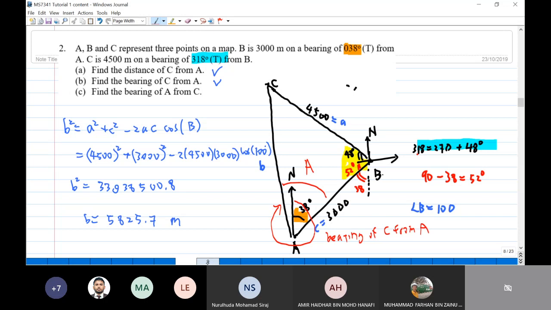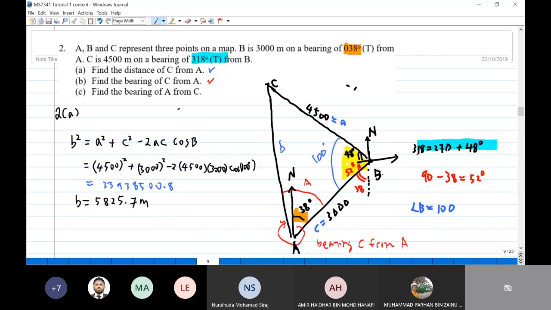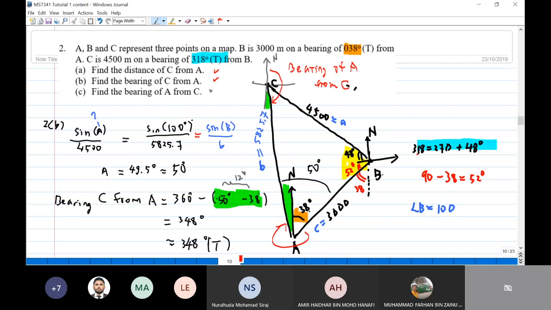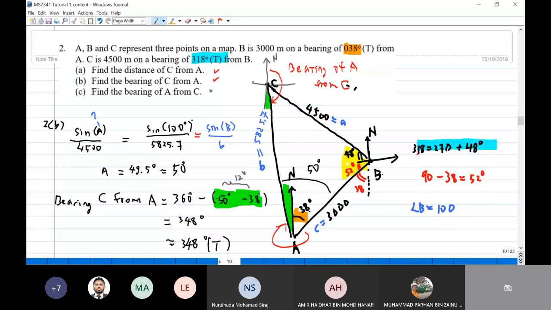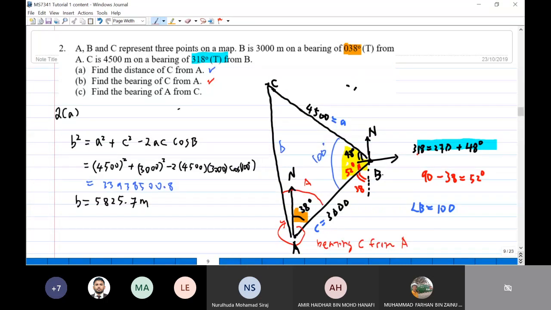All right, then. This one I calculated for you already, same as before, so this is nothing new. So it's the bearing of C from A. You need to find this angle A here. So let me do the calculation straight away from here. I need to find A first. So now I answer part B.